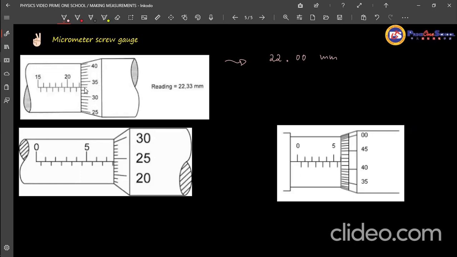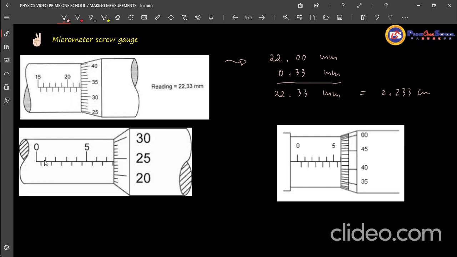So the closest scale is 33. So just add it behind the scale. So this one 33, and the unit is millimeter. So this one is 0.33. So it becomes 22.33 millimeter. Or if you want to change it to centimeter, so 2.233 centimeter. Okay, and now what about this?